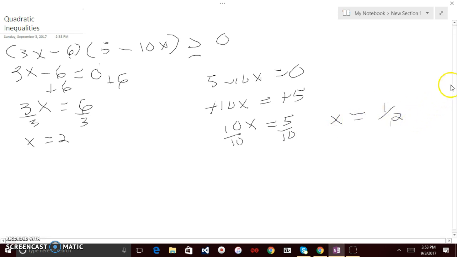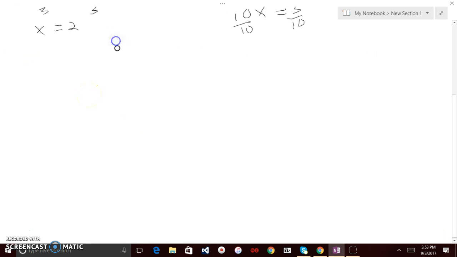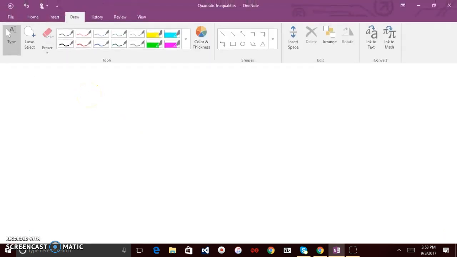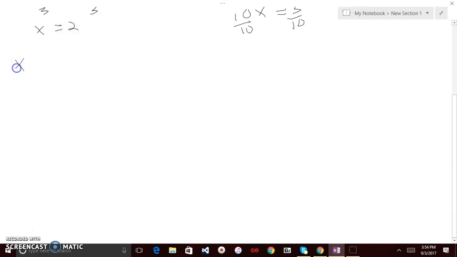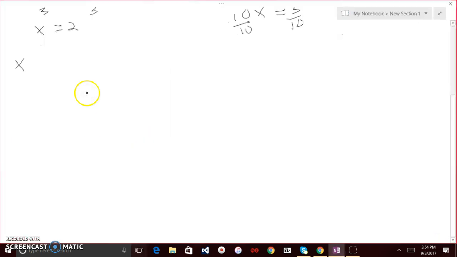So now that we know our zeros, the next step to take is creating our table of signs. And here's how you do it. So you have an x, excuse me, one second. Let's get the pen back. So you have an x, and then you draw, another mistake.